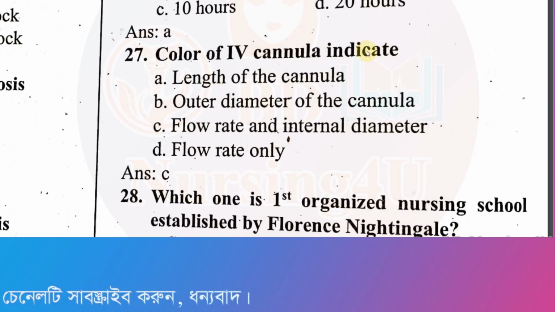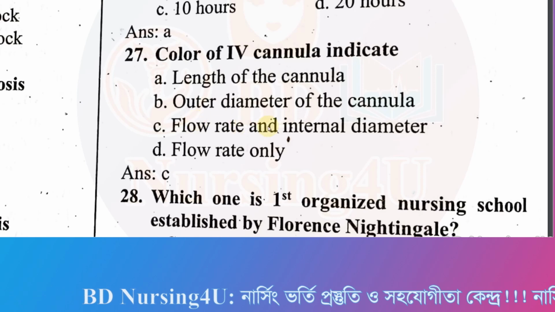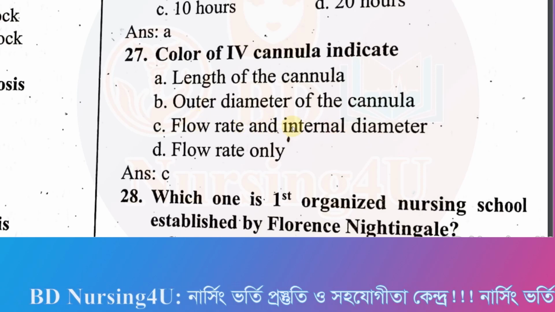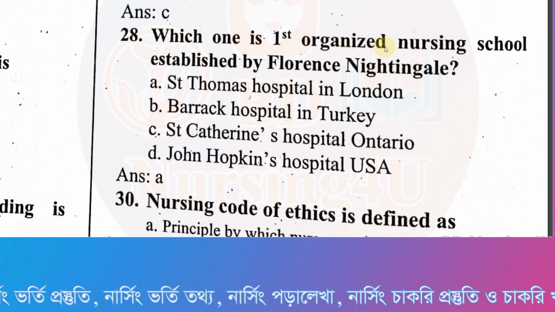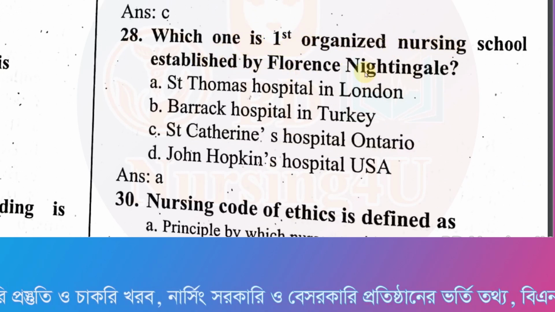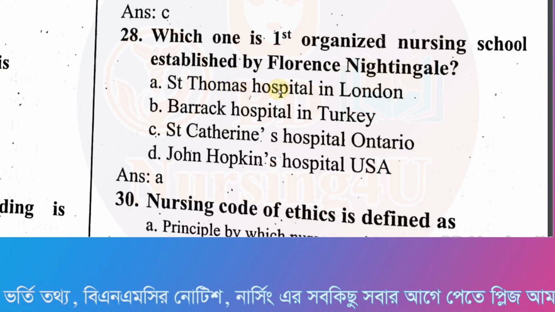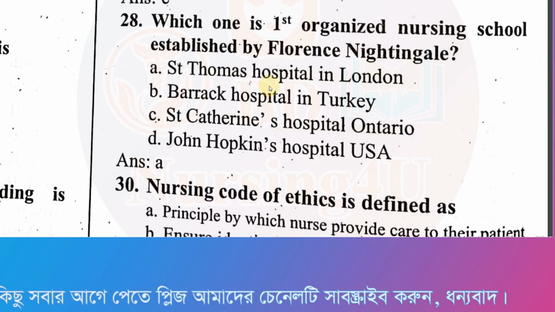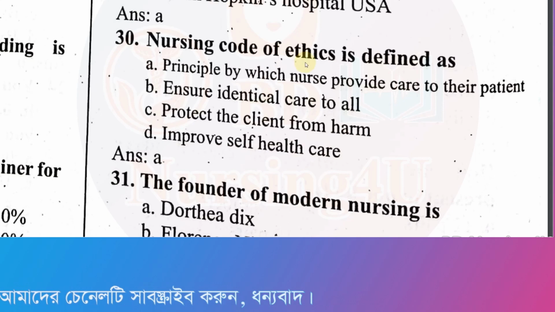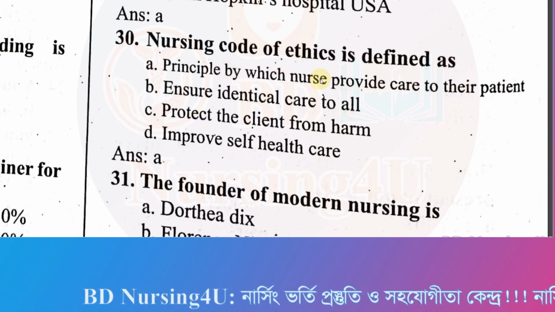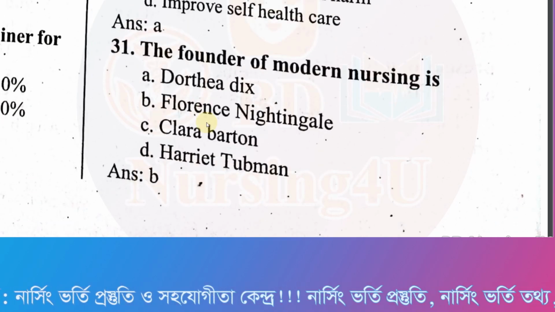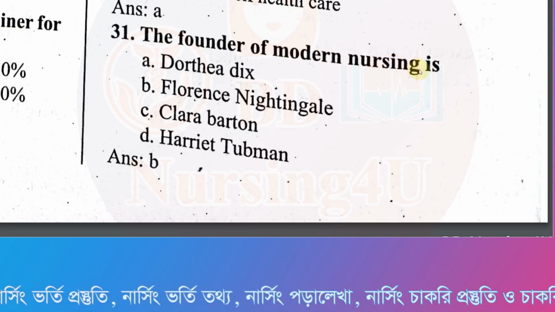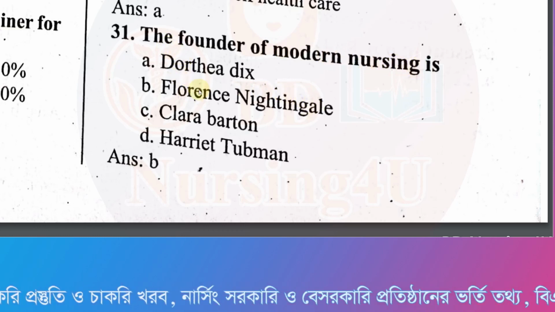Color of IV cannula indicates flow rate and internal diameter. Which one is the first organized nursing school established by Florence Nightingale? St. Thomas Hospital in London. Nursing code of ethics is defined as principle by which nurse provide care to their patient. The founder of modern nursing is Florence Nightingale.